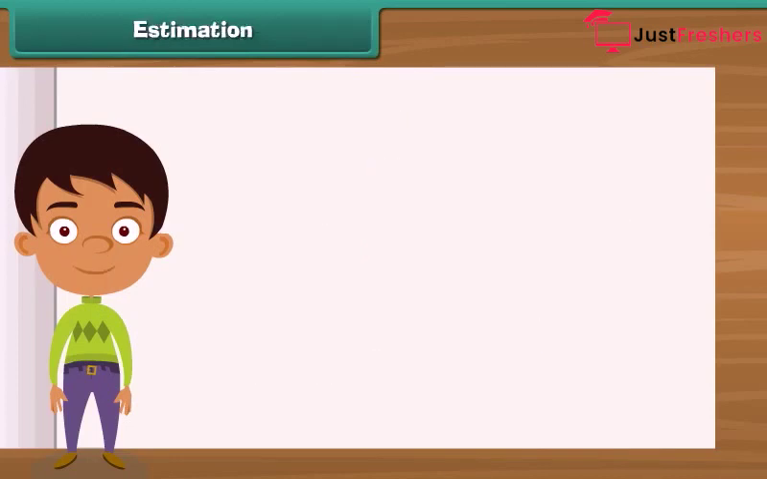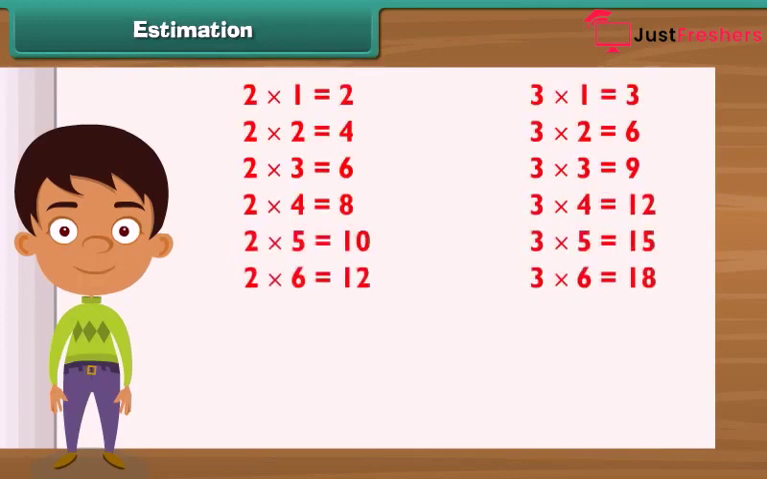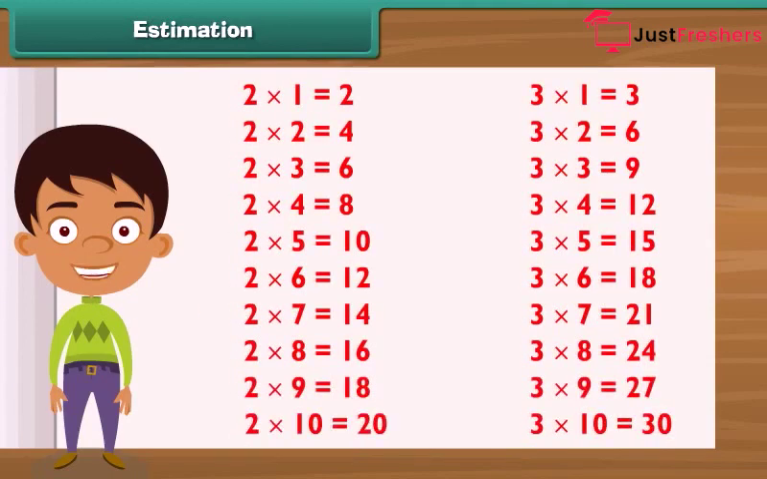Estimation. Which is that number that falls between 5 and 10 and is divisible by both 2 and 3? Recall the tables of 2 and 3. What is the number that comes in both 2 and 3? That number is 6, and 6 falls between 5 and 10. So we can say that 6 is the number that can be divided by both 2 and 3.